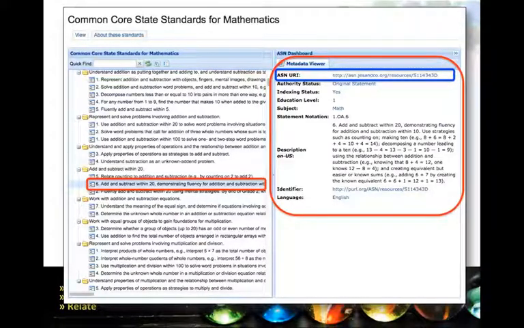And what I've done on the left is expand the full listing, and you can scroll up and down the full listing of all of the achievement standards that are within the Common Core for math. And I've highlighted one, add and subtract within 20, demonstrating fluency for addition and subtraction, etc. And when I click it, on the right side, I see all of the information around that one single achievement statement. It is a full description of that one statement.